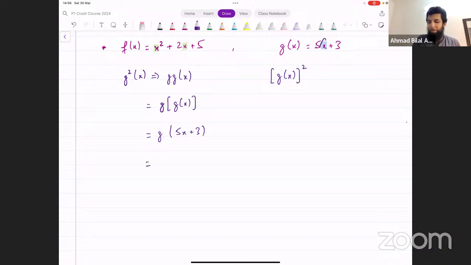Now, wherever you have x in this function, you input 5x plus 3. So that becomes 5 into 5x plus 3 plus 3. And that is g square of x. Again, if you wanted to simplify this, you could do that. It would become 25x plus 15 plus 3, that's 18. This is g square of x.